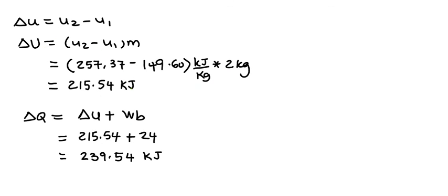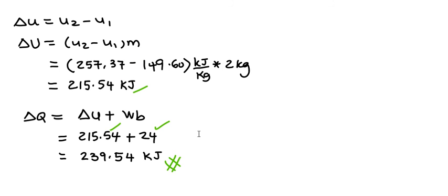Now you need to write the energy balance for the process. E in minus E out equals delta E system. E in is Q in plus W in, E out is Q out plus W out. There's no work in; there's work out because of the boundary work, the piston moving out. Delta E is the increase of energy, which is delta U in the piston cylinder device.